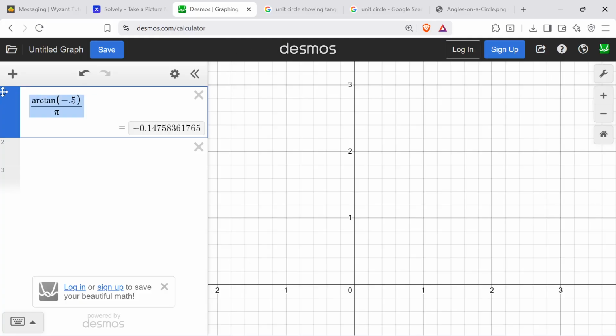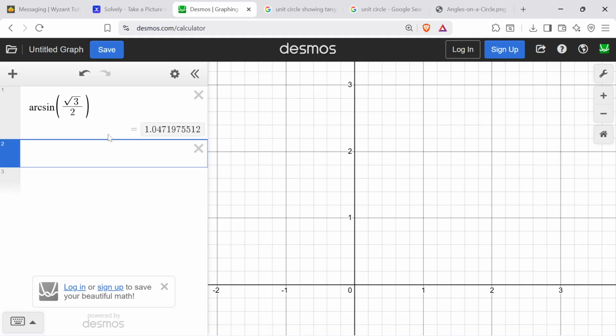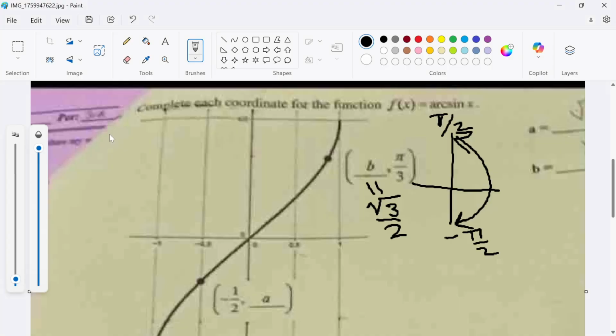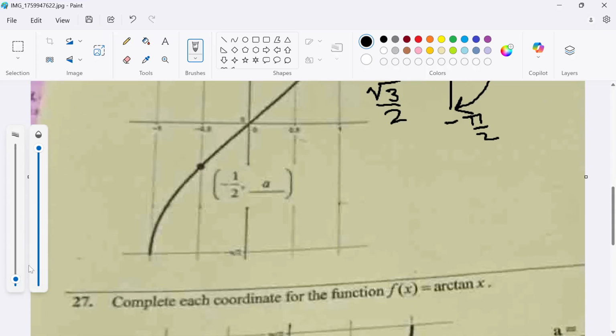Let's do arcsine of square root of 3 divided by 2, and there's 1.047. And pi over 3, I'll prove it, is 1.047. So that is correct. Square root of 3 over 2. That's arcsine.